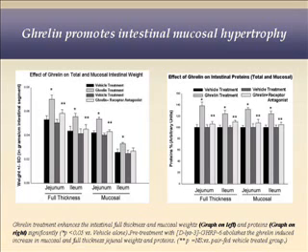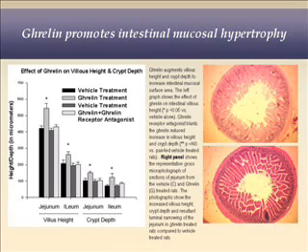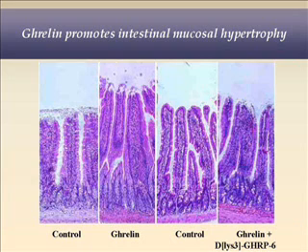Ghrelin treatment increases the intestinal mucosal weight by increasing the protein content as shown in these graphs. These effects can be antagonized with D-Lys3-GHRP-6. Here's the analysis of intestinal mucosal height, which again shows that ghrelin has potent effect on intestinal mucosa. It increases the villus height as well as crypt depth, as you would adequately appreciate that ghrelin is effective in augmenting the intestinal mucosal compartment.